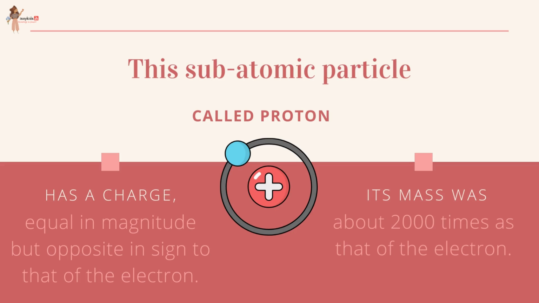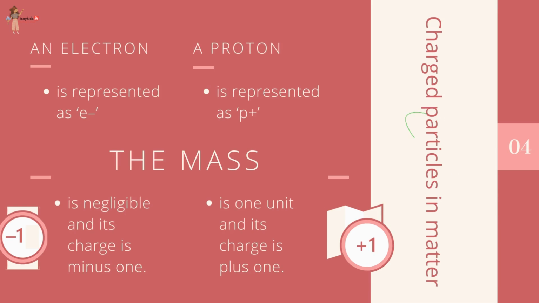This subatomic particle had a charge equal in magnitude but opposite in sign to that of the electron. Its mass was approximately 2000 times that of the electron. It was given the name of proton. In general, an electron is represented as e- and a proton as p+. The mass of a proton is taken as 1 unit and its charge as +1. The mass of an electron is considered to be negligible and its charge is -1.